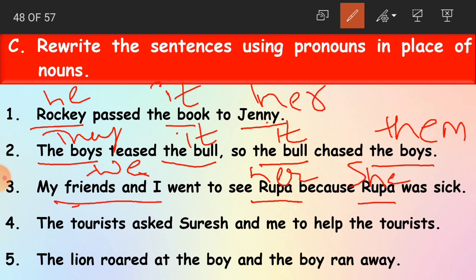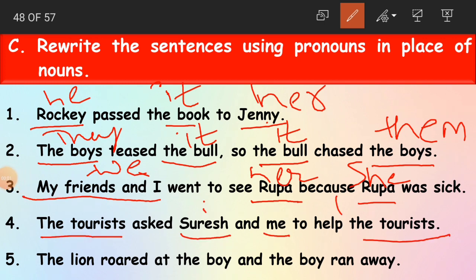Clear? Same, Rupa here is changed to her and she. Okay, so you have to observe that. Here again, in the fourth sentence, the tourists become they. Suresh and me, both, it becomes us. They asked us, both of us, to help them. Again here, tourists become them. Clear, children? So, they asked us to help them.